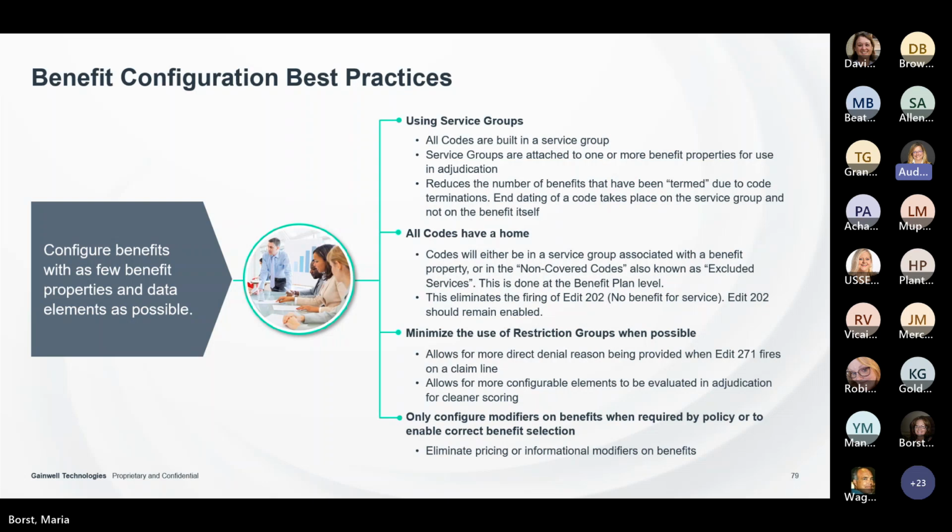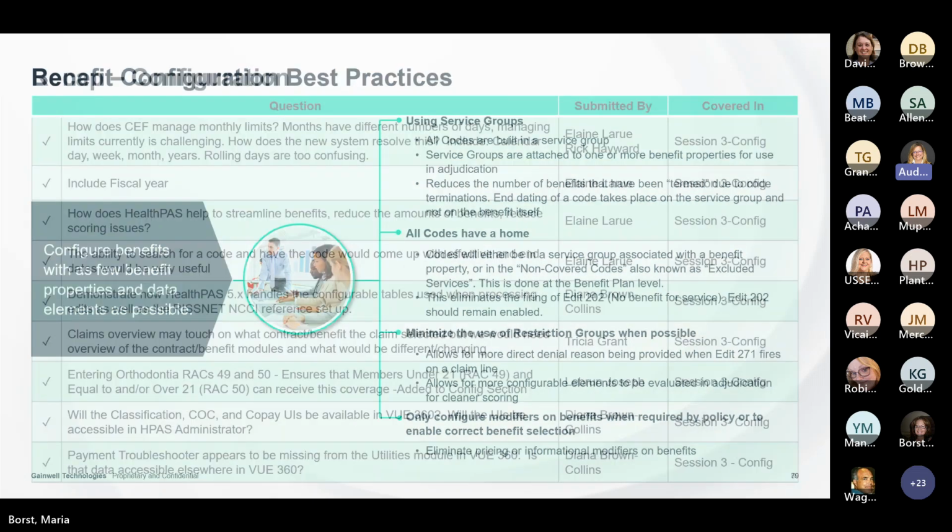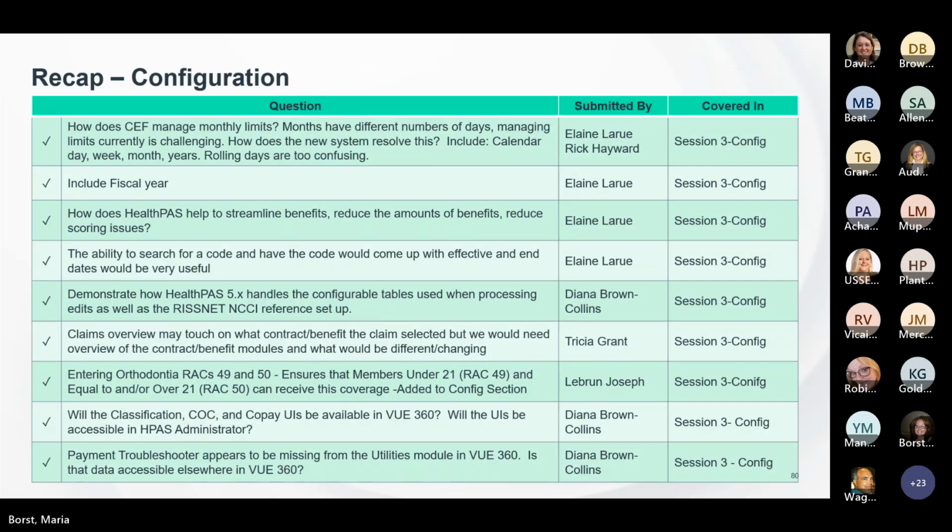So from here, I think we can go ahead to the wrap-up slide to wrap up the questions. So we covered benefit limits, including the fiscal year, options for configuration. We talked through some scoring issues and best practices. We looked at code searching and reference in View 360. I gave you a little tour of the new NCCI tables. We did talk about quite a bit of the changes of configuration seen in this session as well as in some of the other sessions.